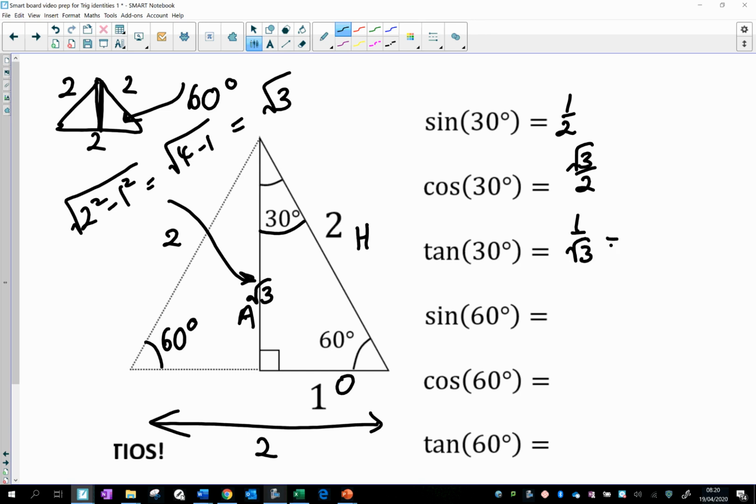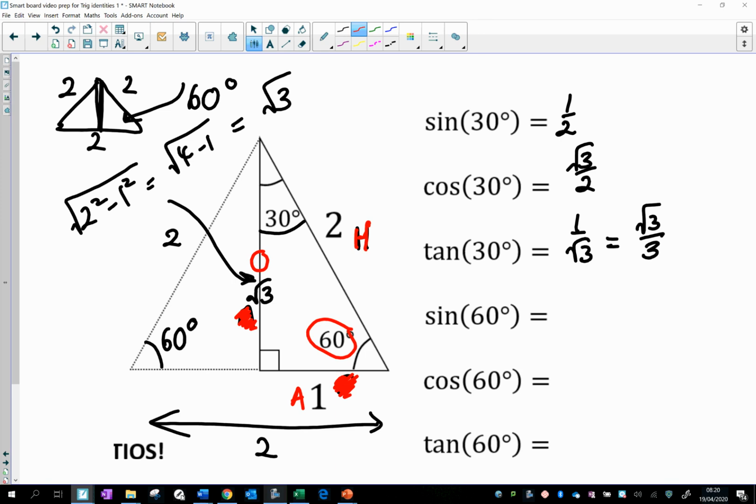And while we're here, let's rationalize the denominator. Remember, we don't like the surds on the bottom. Multiplying the top and the bottom by root 3 gives us root 3 on the top and 3 on the bottom. For sine 60, if the 60 degrees is here, the opposite is the root 3, so this one becomes the opposite, and the adjacent is the 1. So I'll just change that.